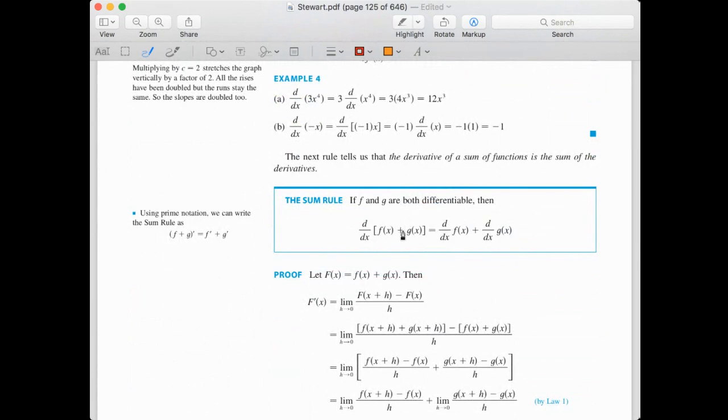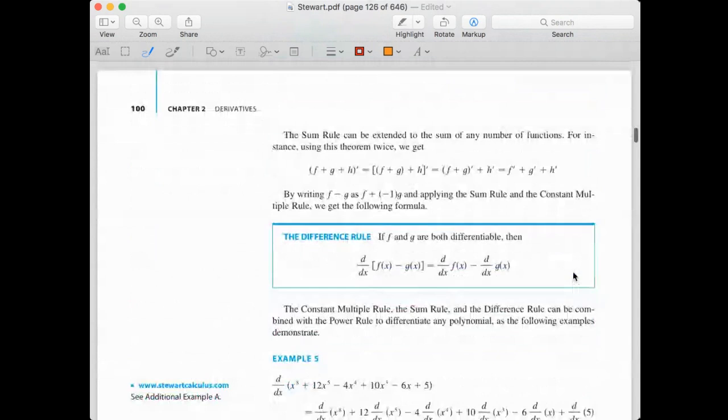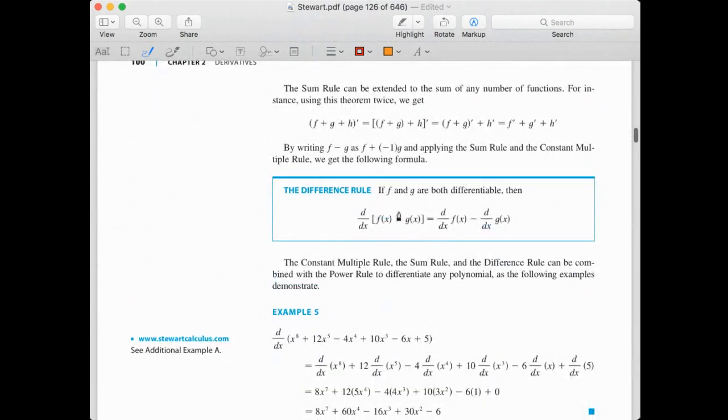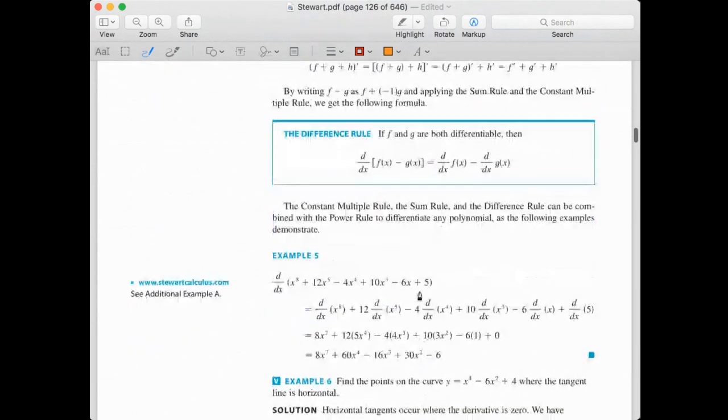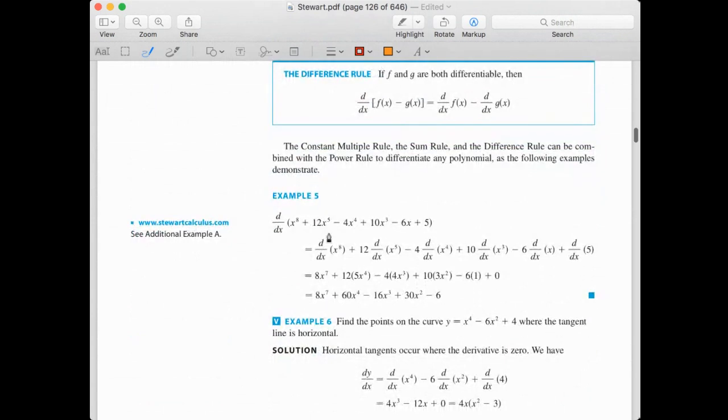And addition works too: the derivative of a sum of two functions is the sum of the two derivatives. It works for subtraction. That's why for this polynomial function, we just differentiate each term. But we don't have to really write it this way.